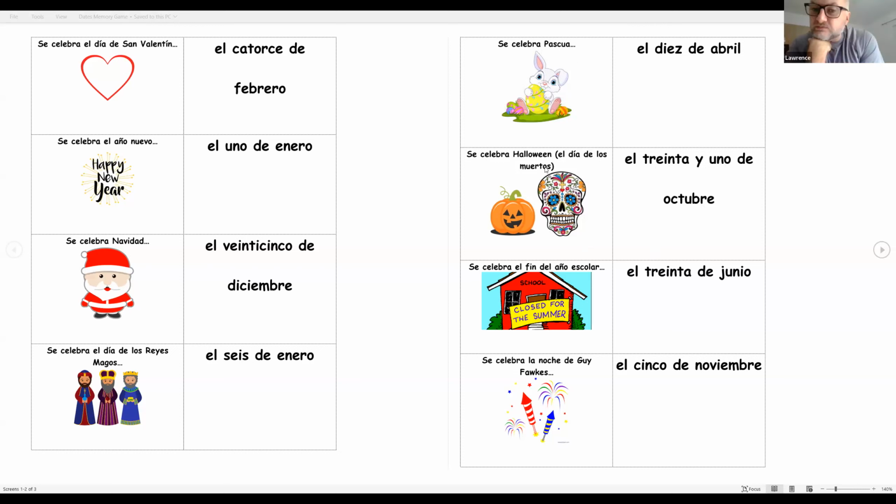Halloween. And it is, or El Día de los Muertos. El Día de los Muertos. Day of the Dead. Okay. El 30 de junio.